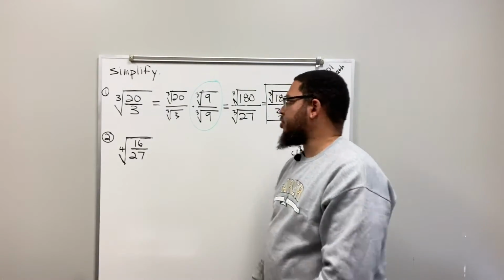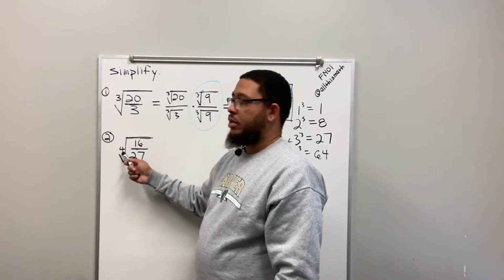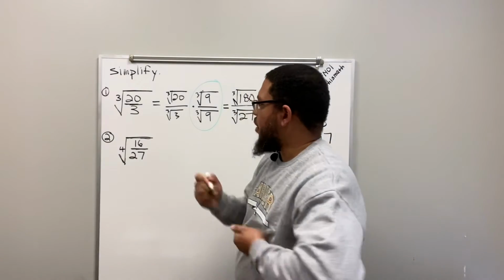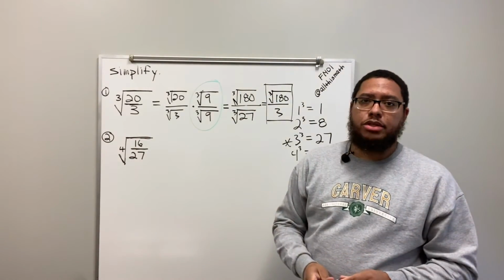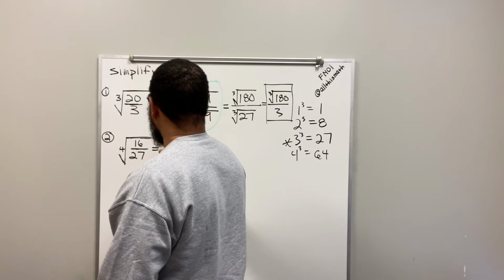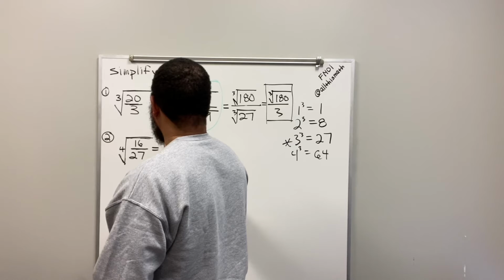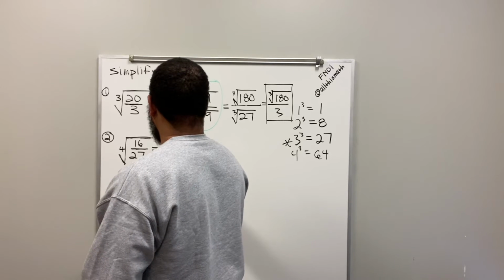Now come down here to number 2. Number 2, we're not dealing with a cube root. We're dealing with the fourth root. All right, the fourth root. Now I'm going to do my first step. I'm going to separate the numerator and the denominator into 2 separate terms. So it's going to look like this. The fourth root of 16 over the fourth root of 27.